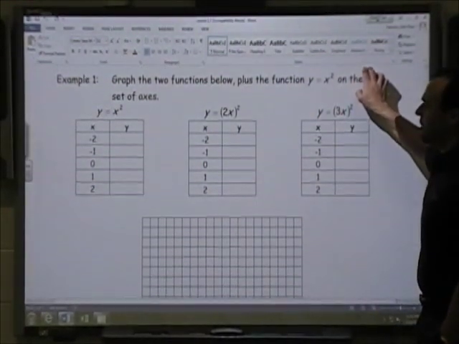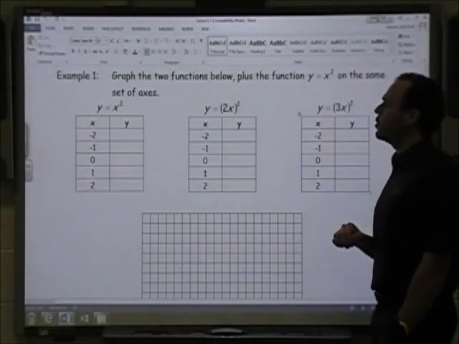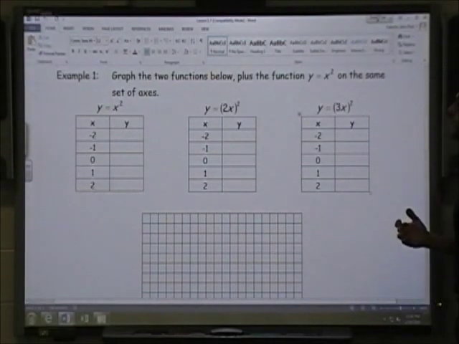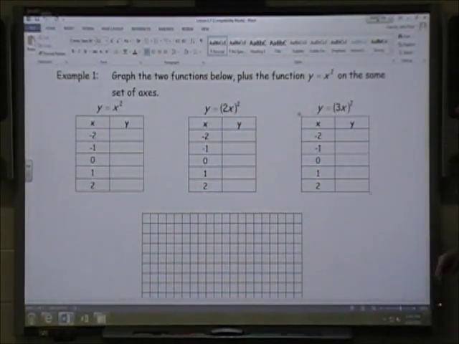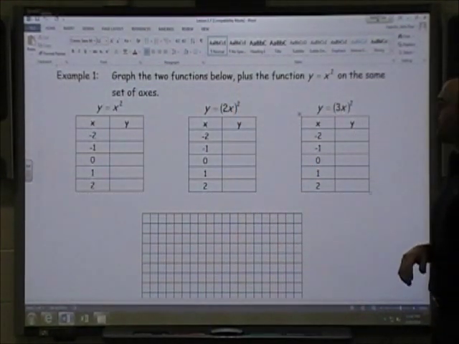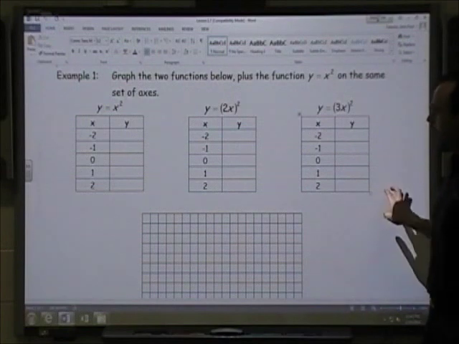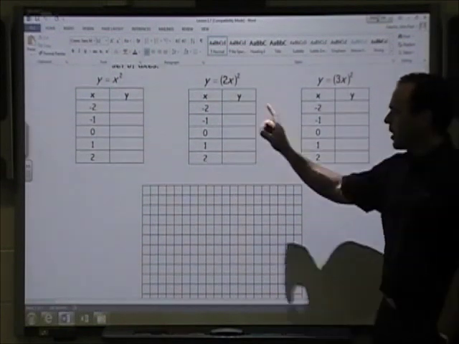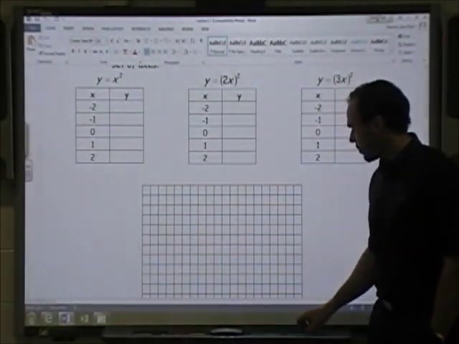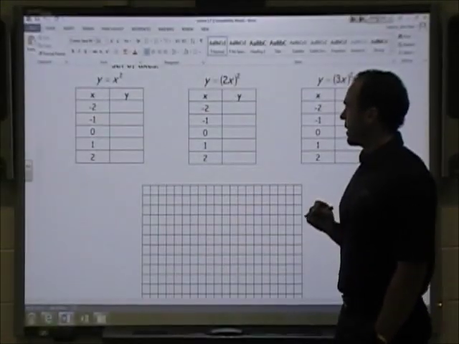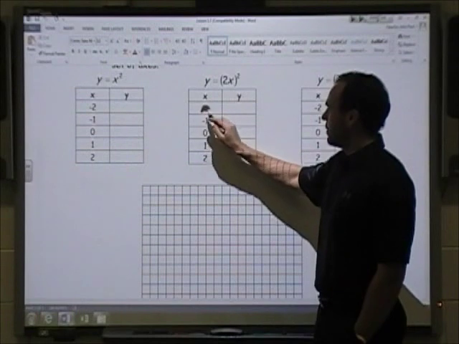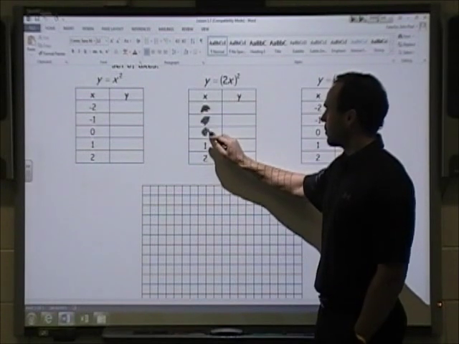So if you look at example 1, it says graph the two functions below. So we're dealing with a parabola. So we're going to graph the two functions below plus the function of y equals x squared on the same set of axes. So what I want to do actually is I want to graph y equals x squared. I want to keep this one the same and graph y equals (2x) squared, but please get rid of these x values.